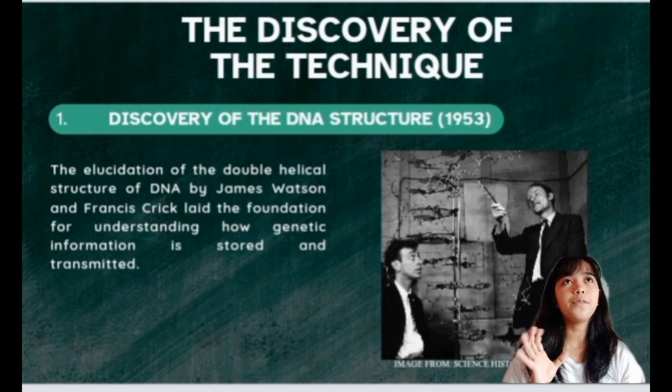The first discovery is the discovery of the DNA structure, wherein the elucidation of the double helical structure of DNA by James Watson and Francis Crick laid the foundation for understanding how genetic information is stored and transmitted. Watson and Crick published that DNA is a double helix structure that twists to form the ladder-like structure we think of when we picture what DNA looks like.